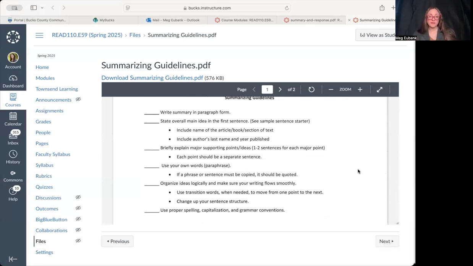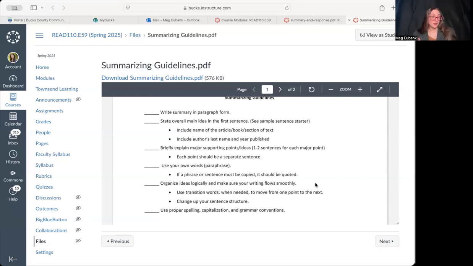Then briefly, that's short, explain the major supporting points, like the big ideas, the main ideas. So if it's like a one-page paragraph or one-page essay, you're probably only writing 1 paragraph, and you're only going to have like 3 or 4 sentences about what the author says. It's just the big points, and each point might be a separate sentence. Use your own words. You are paraphrasing this. You are not quoting anything. And it says if you're going to copy something, quote it. But usually in a summary, don't even put any quotes.